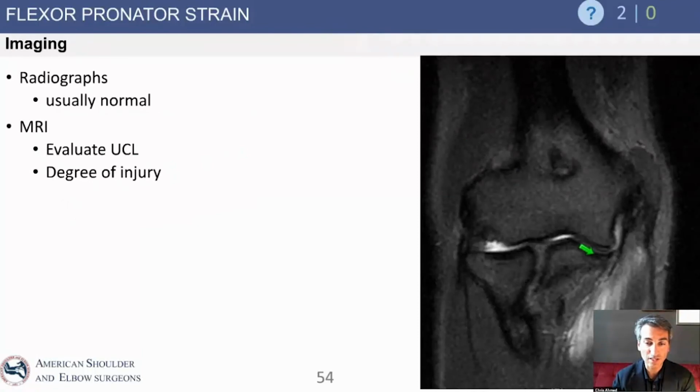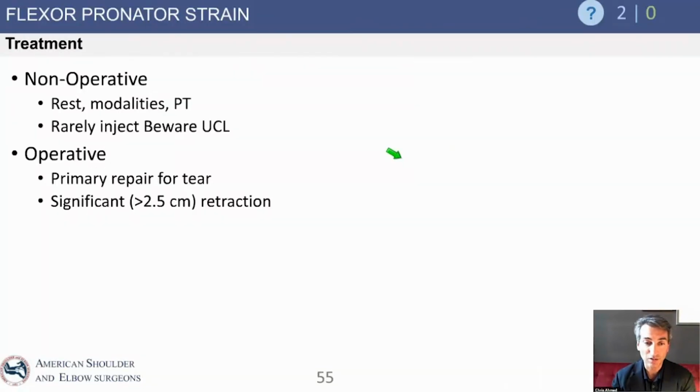This is a signal. Before we saw epicondylitis over here, now we're seeing signal in the flexor pronator mass. This is a pretty dramatic one. This is a patient of mine. This is in a thrower.